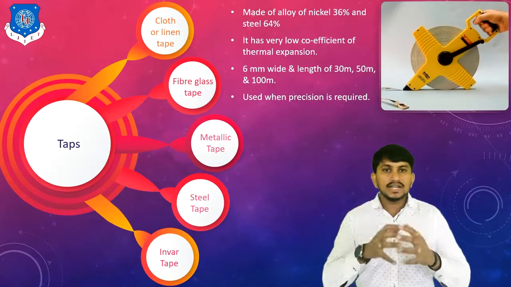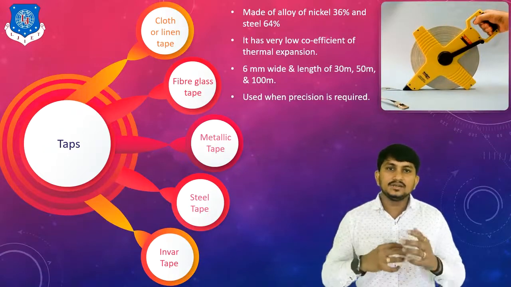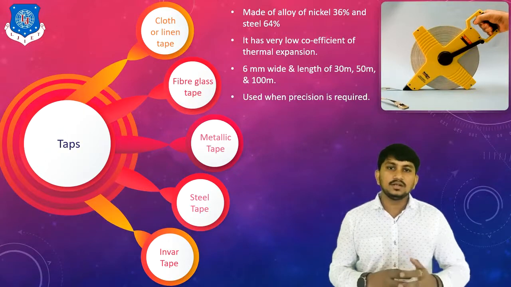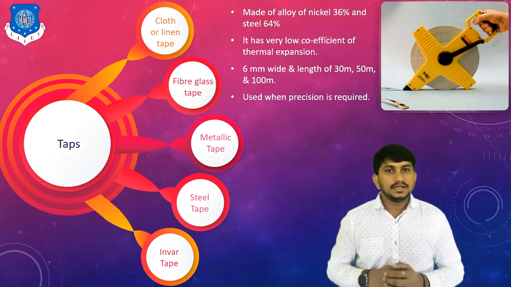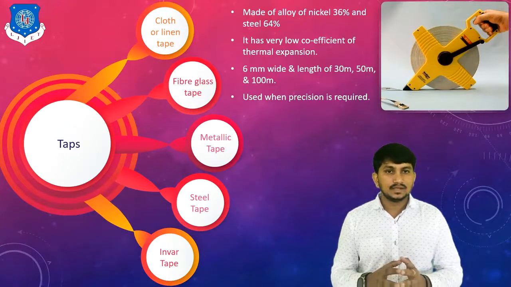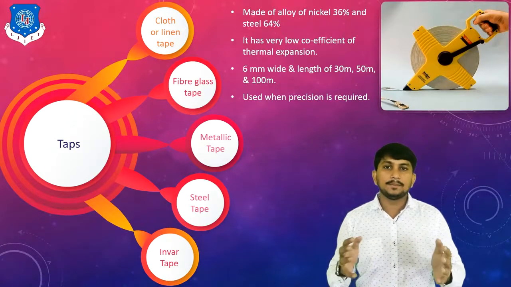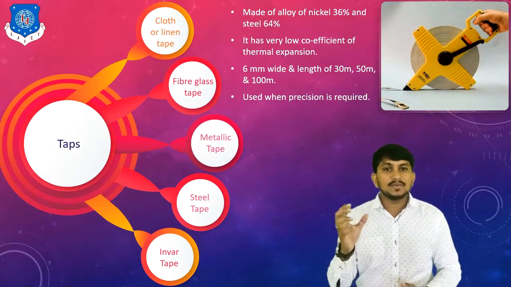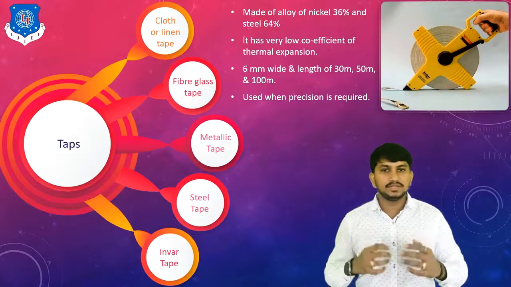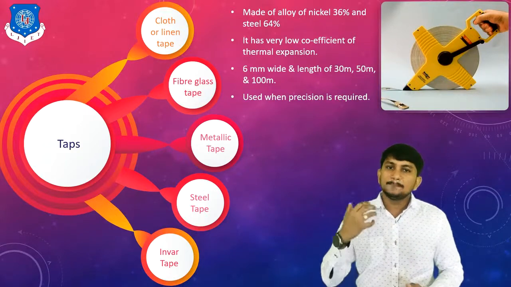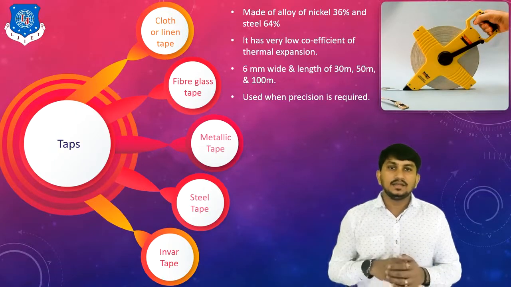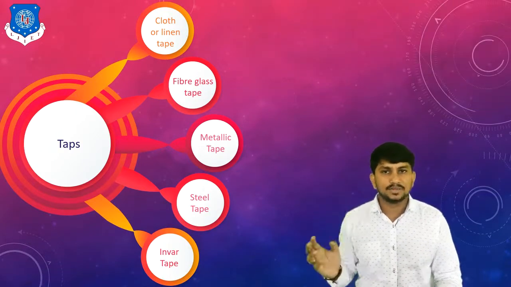The last type of tape is invar tape. It is the combination of steel and nickel. Steel having 64% and nickel is about 36%. It has very low coefficient of thermal expansion, means there is no change due to temperatures. It is 6 mm wide and having length about 30 meter, 50 meter and 100 meter. It is used when precision is required. It is the most accurate tape among these four tapes. This is all about tape.